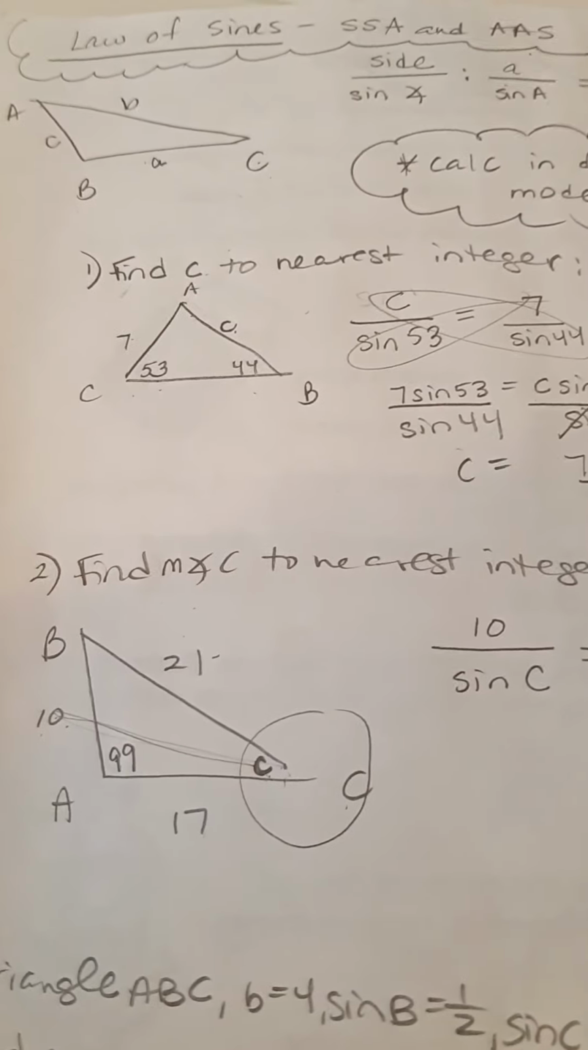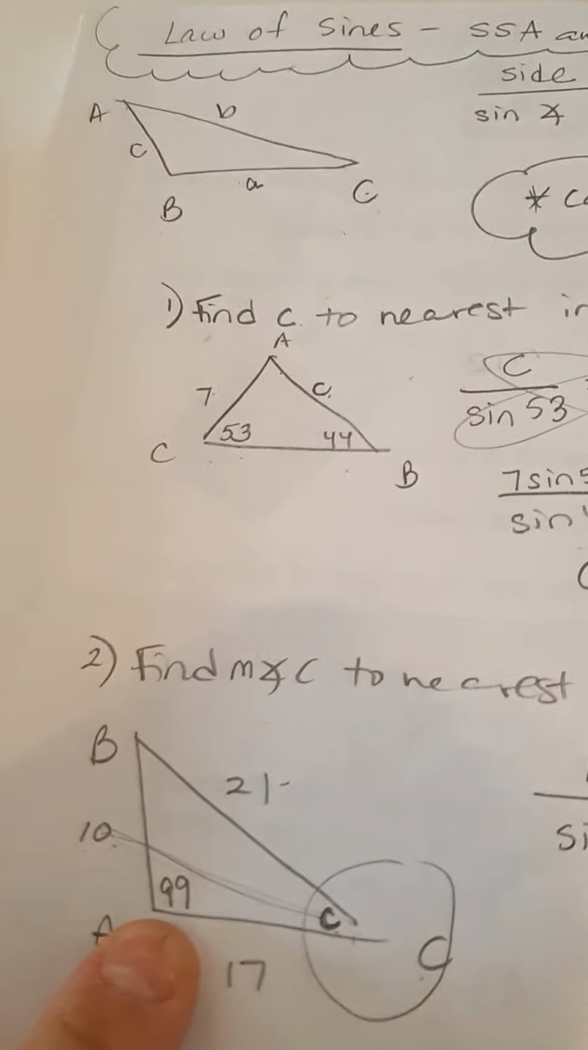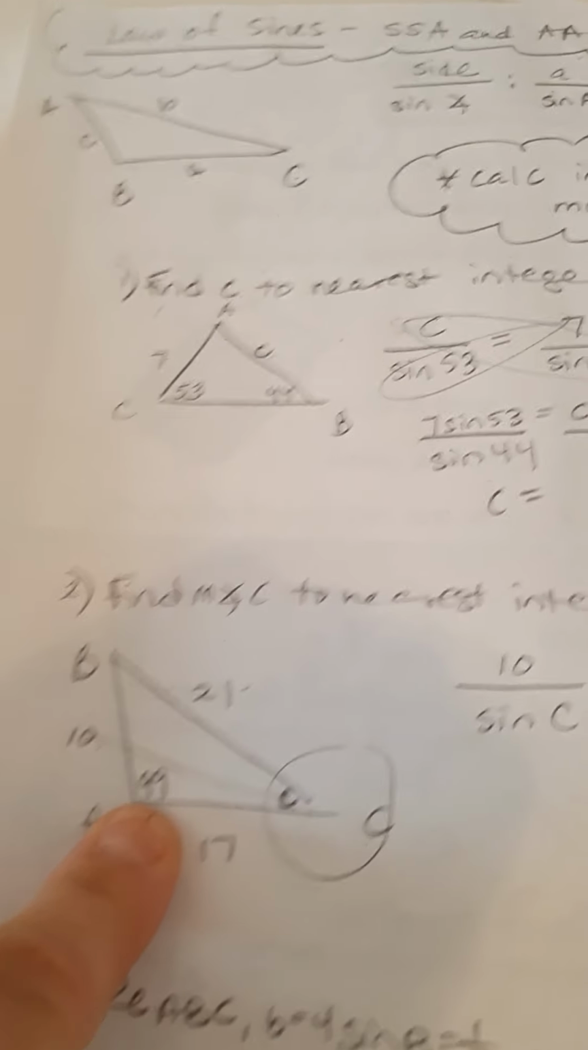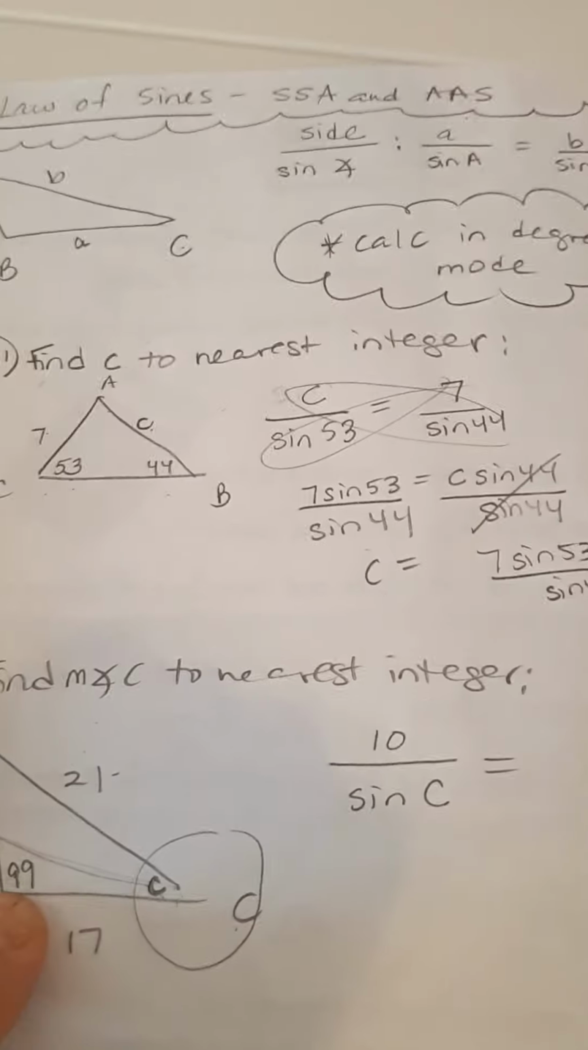So I had to look back to my original lesson. I forgot to write down that that was 99 degrees. So let's pick up where I left off. Typical Mrs. Ludwig. Okay, so these two go together because they're across from each other.